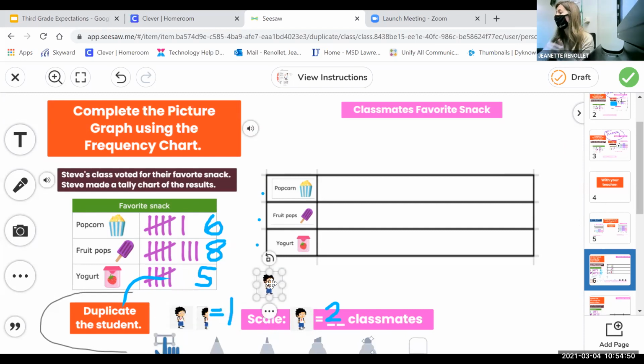Okay, remember yesterday we duplicated our pictures, just like that, and then you can move it. So let's show popcorn. Kaylee, how many students voted for popcorn? Okay, 6. So we're going to skip count by 2. So 2, duplicate, 4, duplicate, 6. If each whole person equals 2 students or classmates, we can skip count by 2s. 2, 4, 6 students chose popcorn.